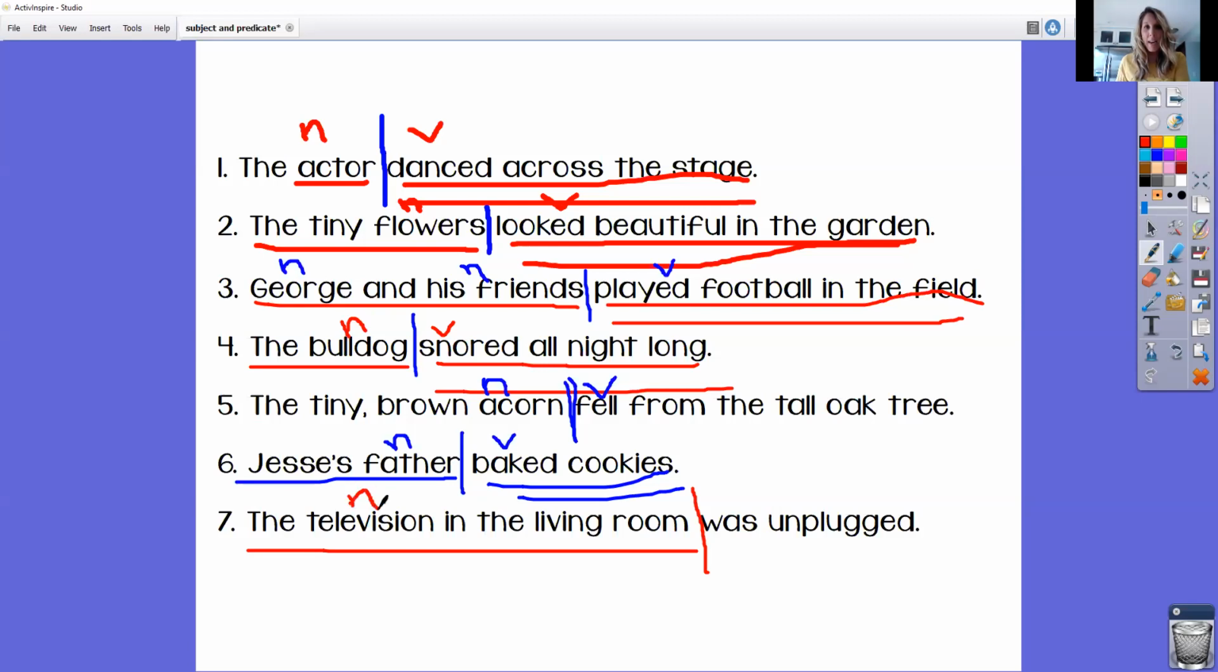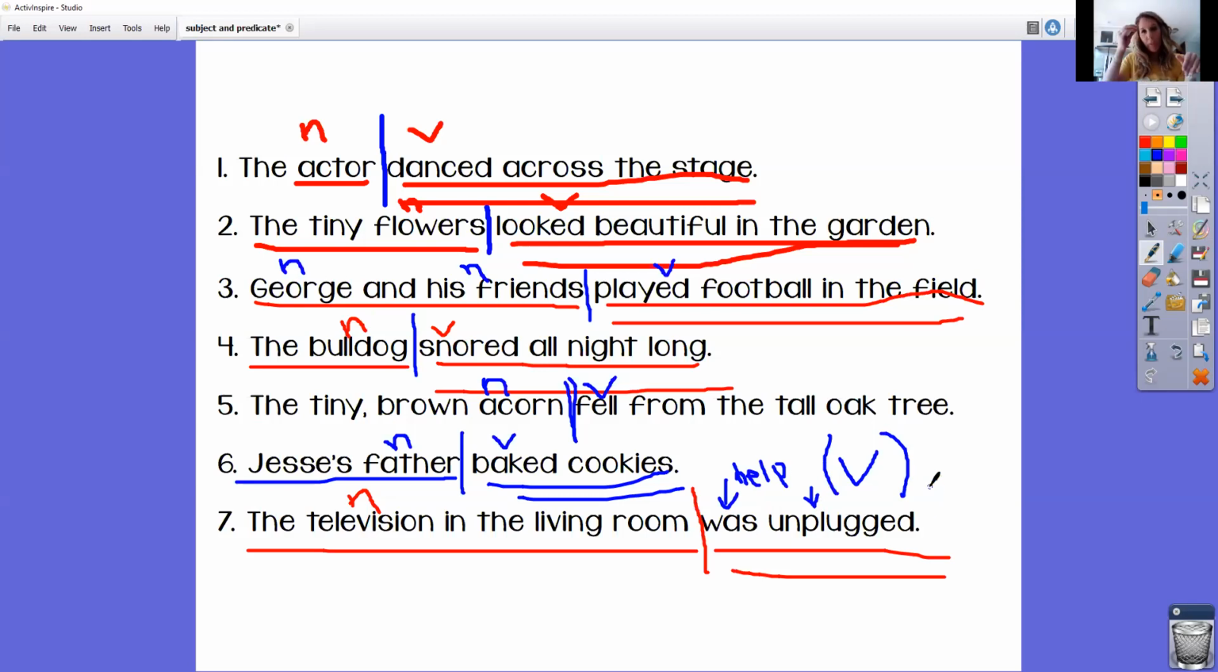So that's going to be the noun. And what was the television? It was unplugged. So this is our predicate. And we see that we have a helping verb here that we know because unplugged is a main verb and the helping verb is was. So again, we see our predicate here on this side, which is our main verb is unplugged, and we have was as our helping verb.